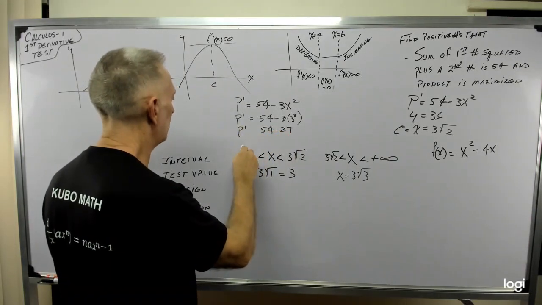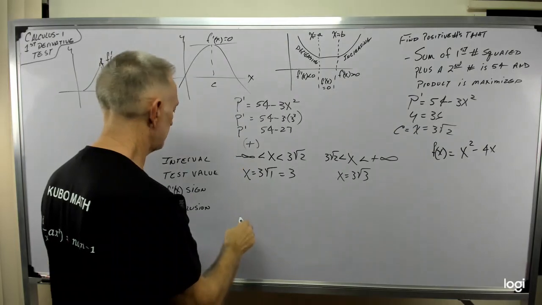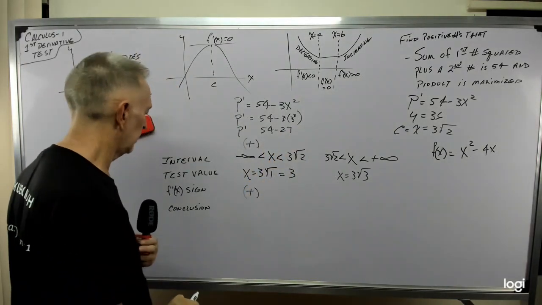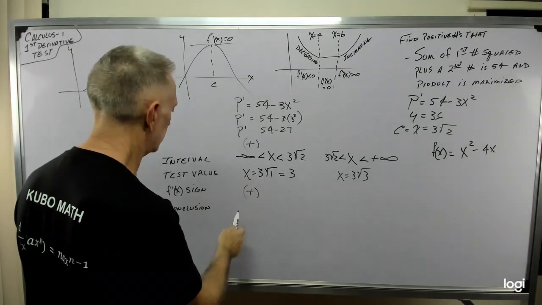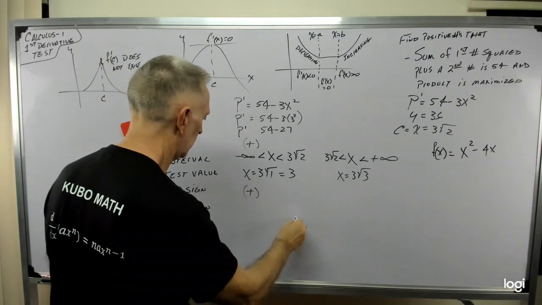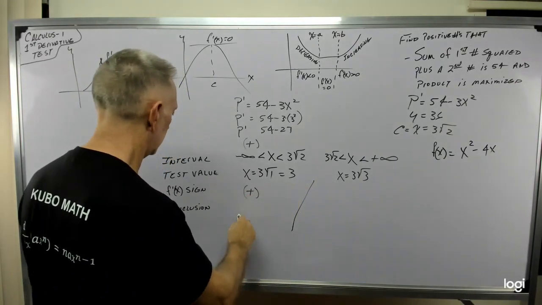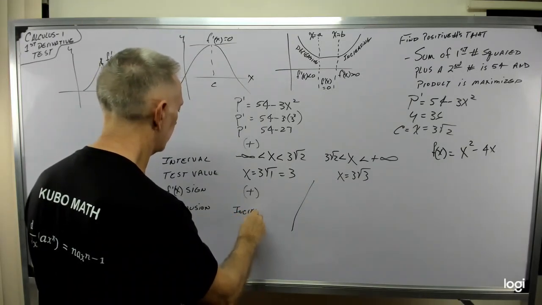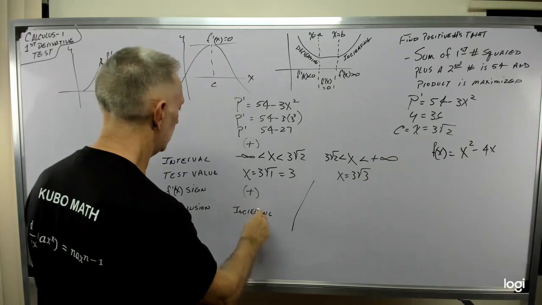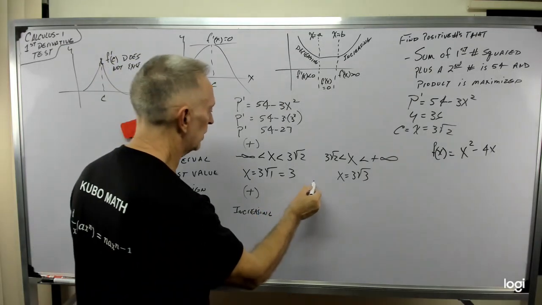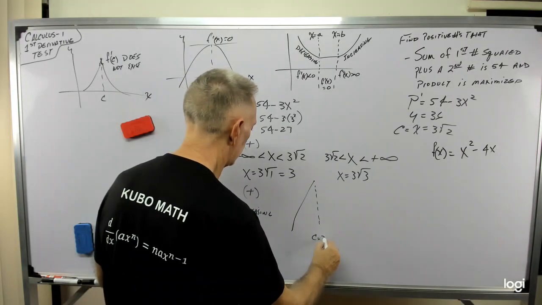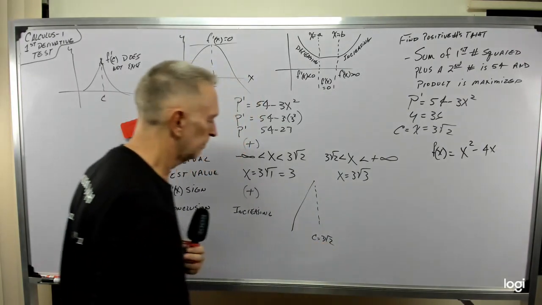So p prime, it's still a positive number, right? So the sign, it's not less than 0. So the sign is positive. So what do I know? I know it looks like that. So the function is increasing. It's increasing. It's something less than c, which was 3 square root of 2.